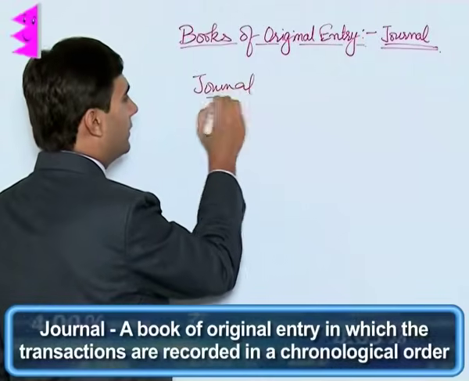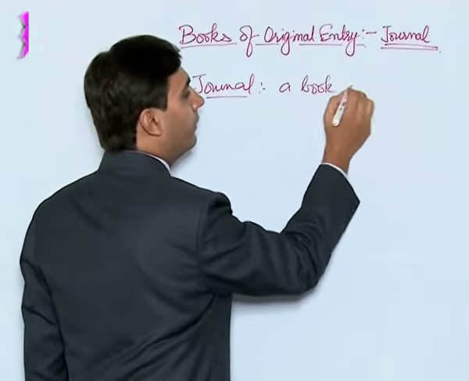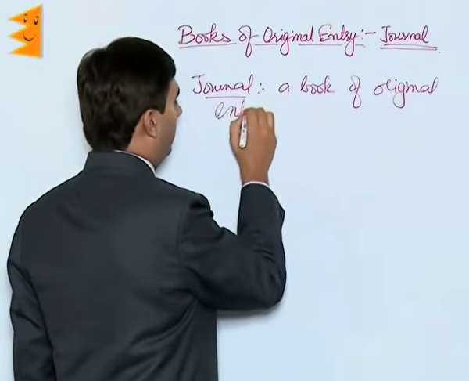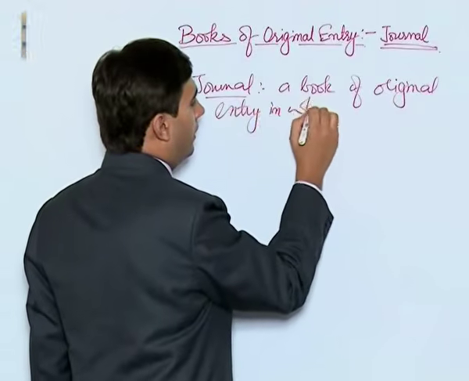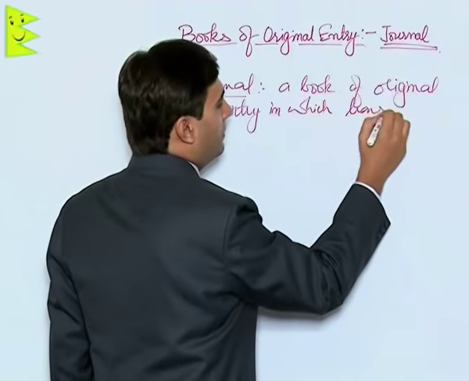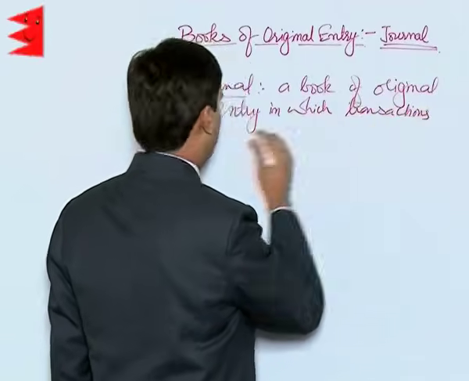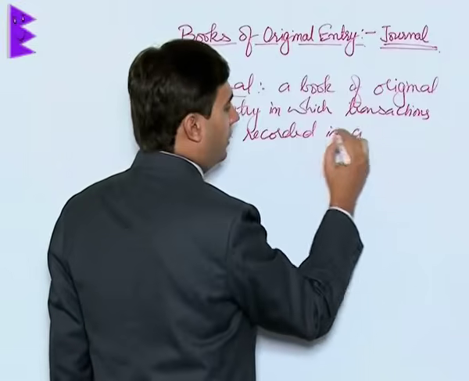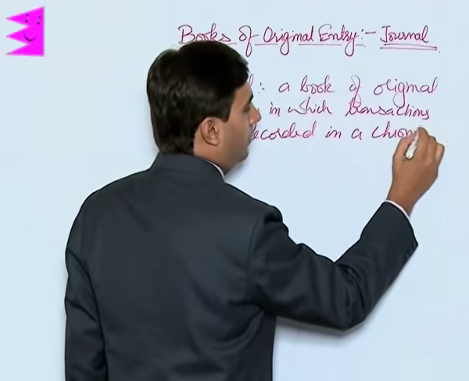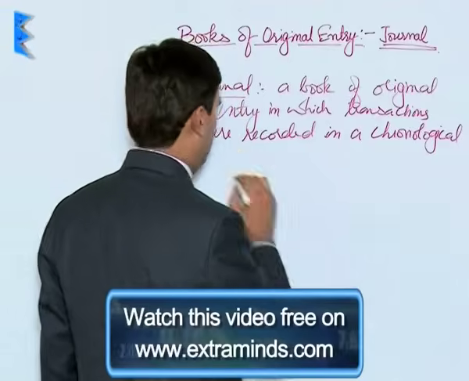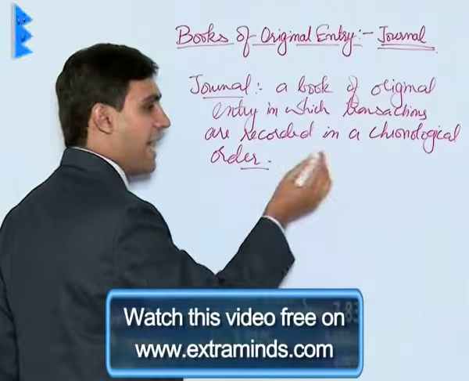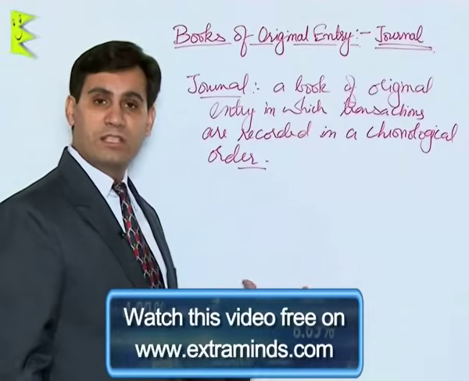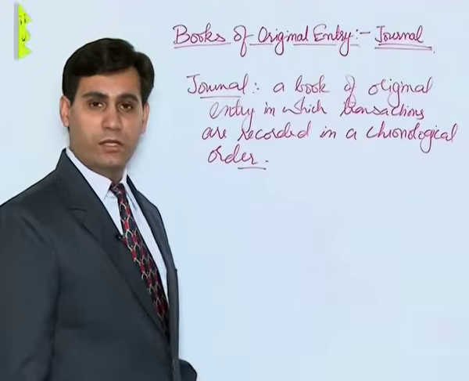The definition of journal is a book of original entry in which transactions are recorded in a chronological order. That is, as and when they occur. The entries that take place first up are recorded first up, and then the remaining transactions are recorded.